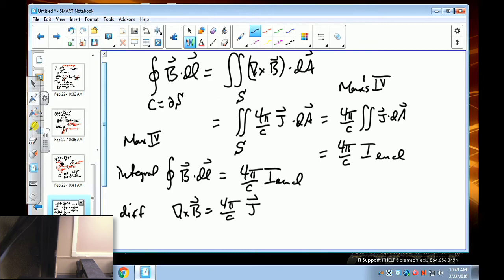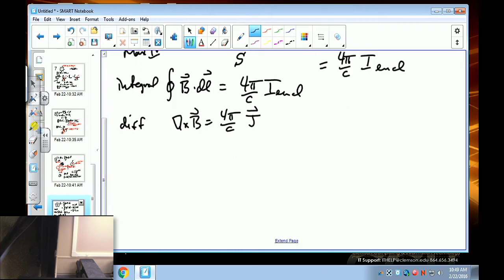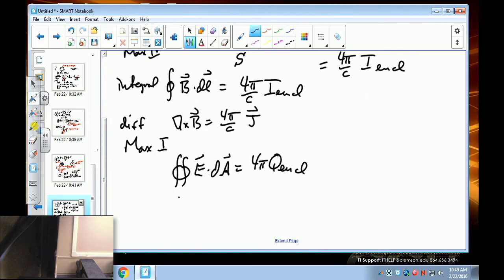Remember, Maxwell's first equation also had an integral and a differential form. The integral form was the flux over the surface was 4 pi times the charge enclosed in the surface, or the differential form was the divergence of E is 4 pi times rho. So you see there's a very similar parallel using Stokes theorem and Gauss's theorem. There's a parallel between Maxwell's first and Maxwell's fourth equations that you can understand like this.